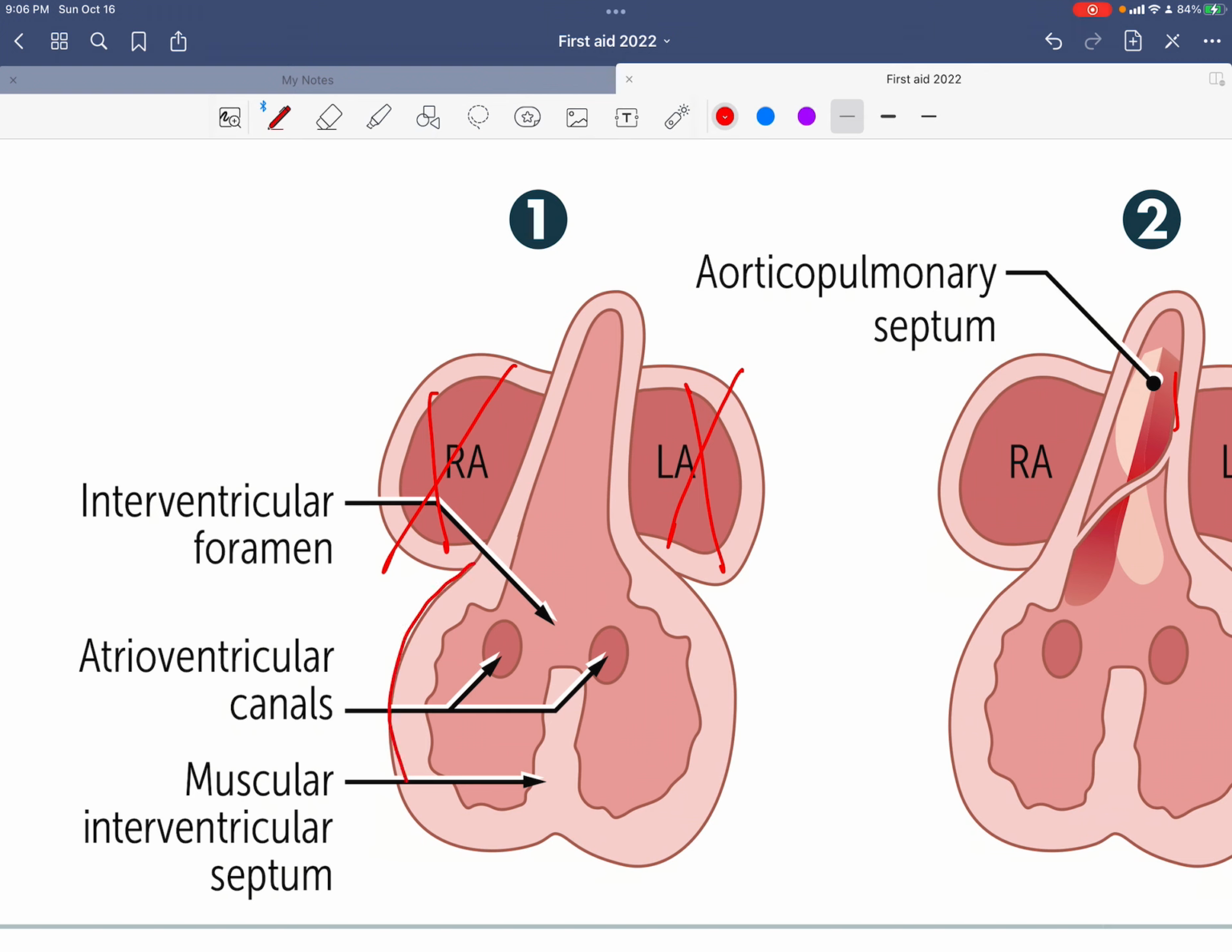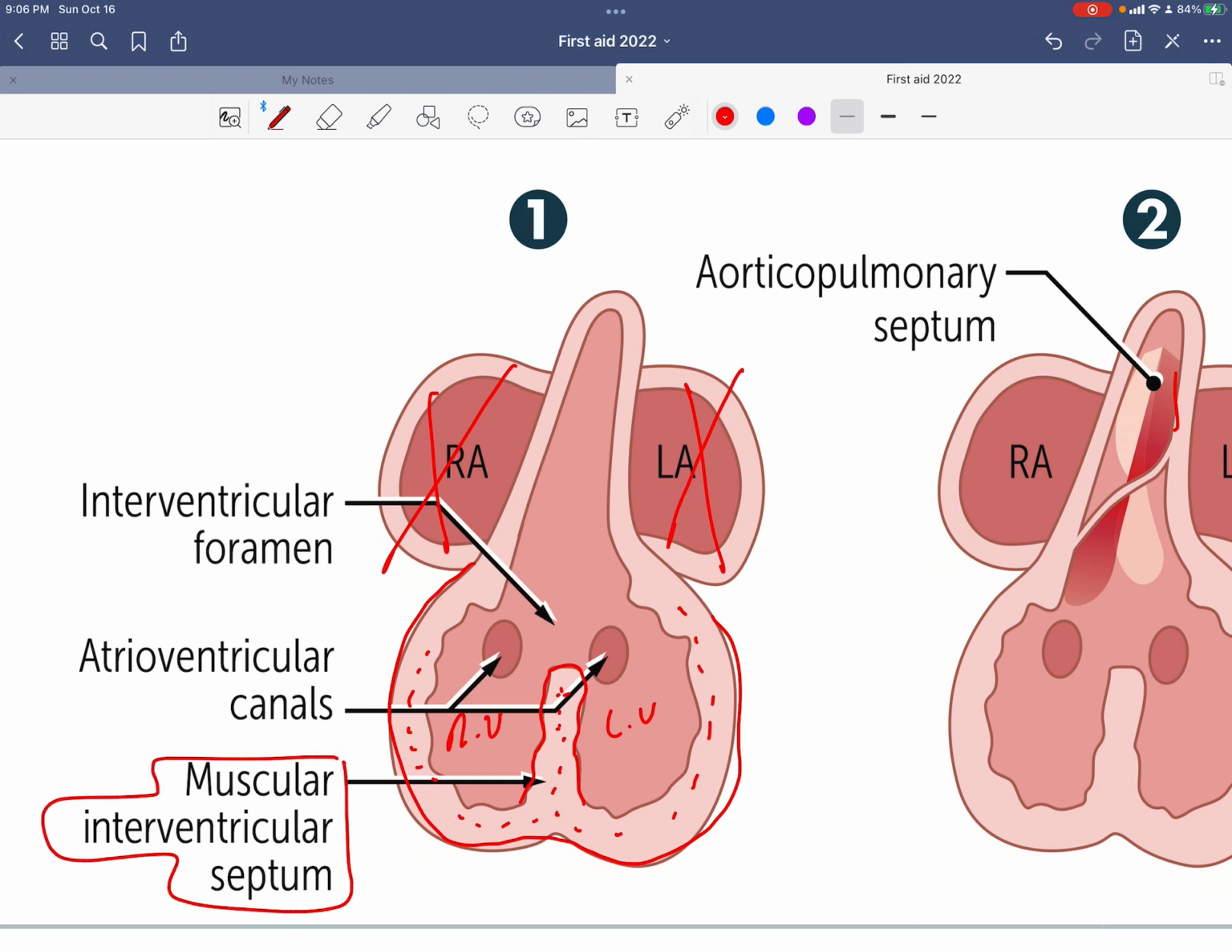So the left atrium is done, the right atrium is done. We already talked about it. So what we have now is the two ventricles. This is the left ventricle, this is the right ventricle, and there is something in between that we are talking about. It looks like the same thing as the wall of the heart. So that's another reason to know it's a muscular interventricular septum.